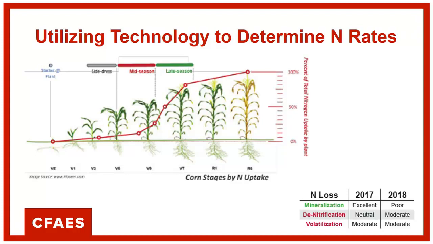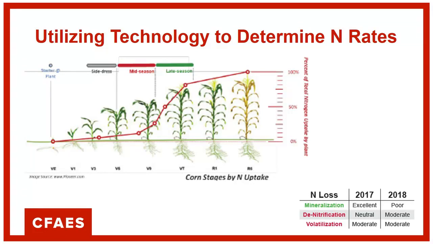So we go back and we look at nitrogen loss potential, comparing 2017 to 2018. In 2017, we had excellent mineralization. Our soils gave us lots of nitrogen. In 2018, it was wet. We didn't get the drying periods. We really had poor mineralization. Denitrification and losses, we didn't lose a lot in 17. Go to 18, we had moderate losses to denitrification, and volatilization was moderate in both years.